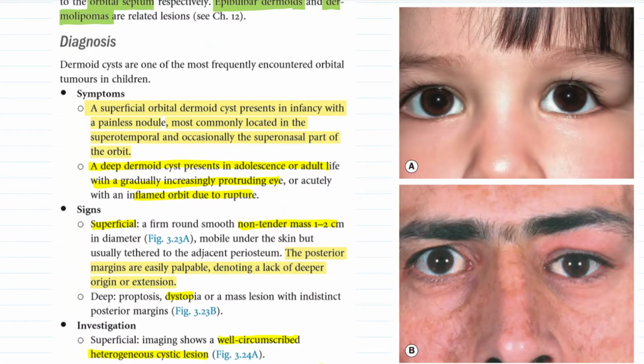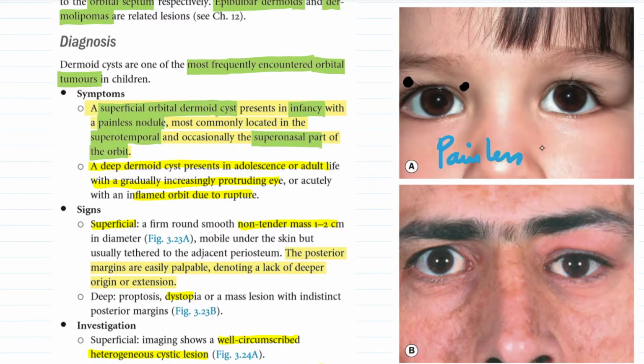Diagnosis: dermoid cysts are one of the most frequently encountered orbital tumors in children. Symptoms: a superficial orbital dermoid cyst presents in infancy with a painless nodule, most commonly located in the superior temporal and occasionally the superior nasal part of the orbit. So you have dermoids that are generally seen in the superior nasal or superior temporal part of the orbit, and it's a painless nodule seen at infancy.